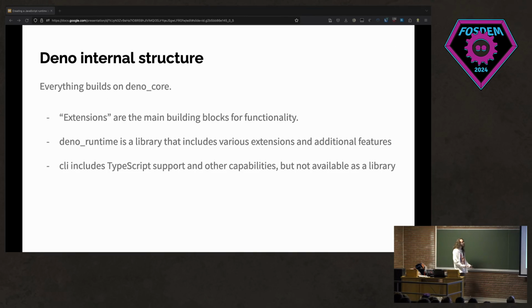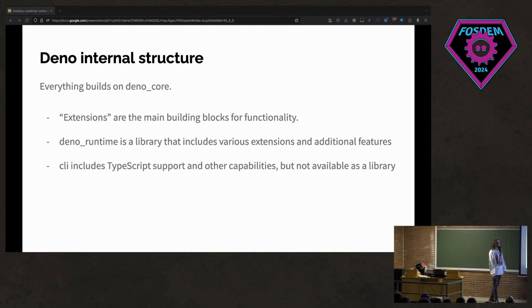So first off, we need to explain the internal structure of Deno, which is, everything is built on Deno core. Deno core is a layer above V8, which is the JavaScript engine that also powers Chrome and all the Chromium browsers. And Deno core is just a small wrapper around it that simplifies a lot of the utilities around it and makes it a bit more friendly to use. It's not always easy to directly use V8 by itself.